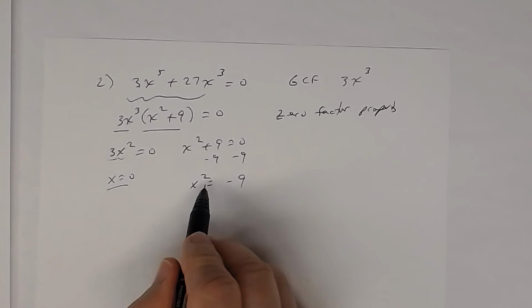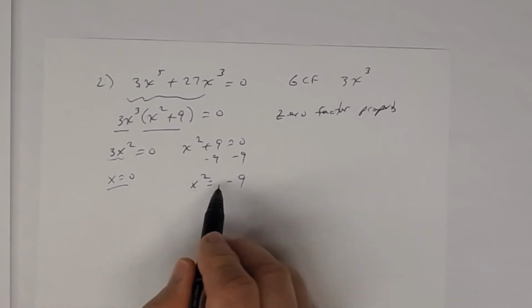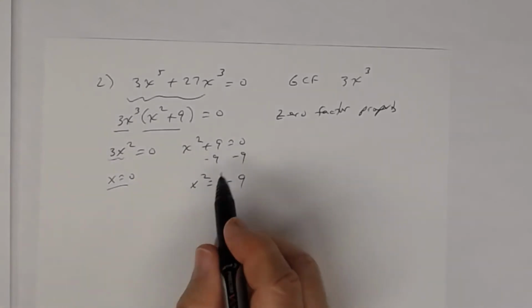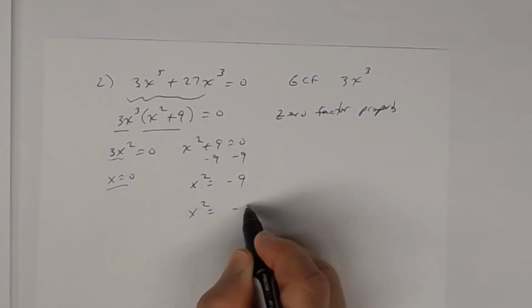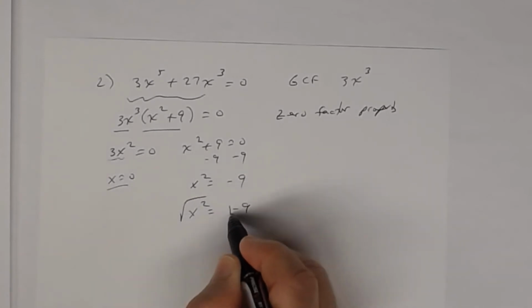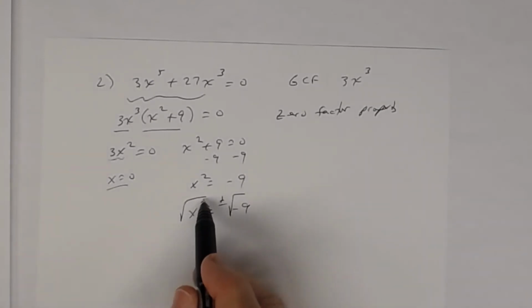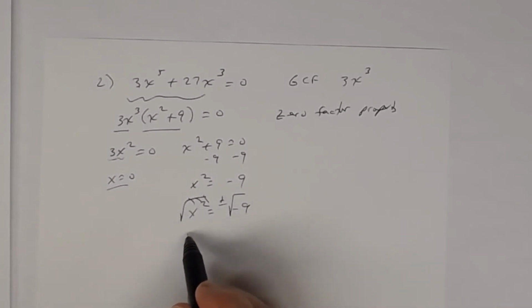So now I know it's in this form where I can use the square root property. So let me go ahead and rewrite this over. Now I'm going to take the square root of both sides. Don't forget plus or minus. The square and the square root undo each other. So I get x equal plus or minus.